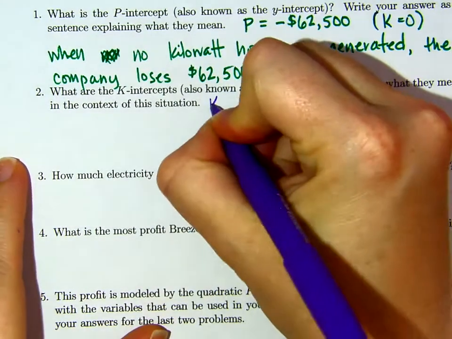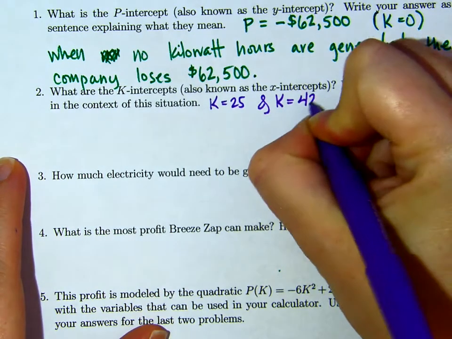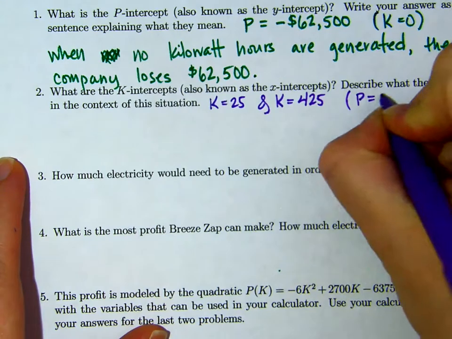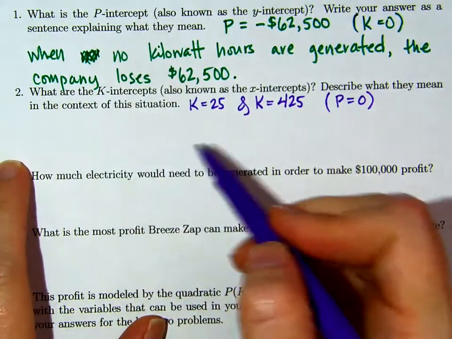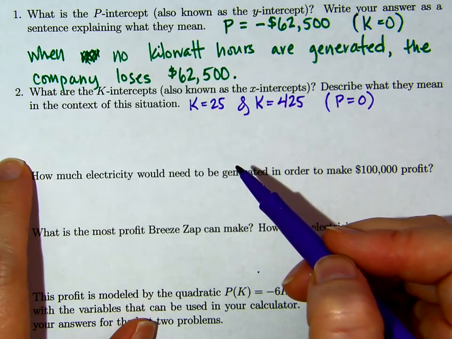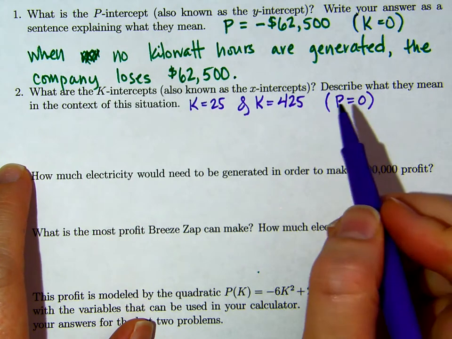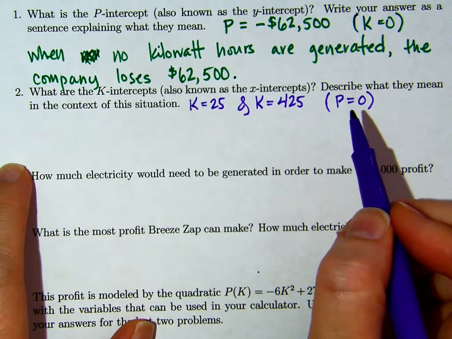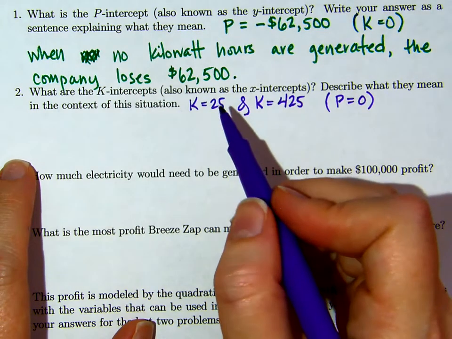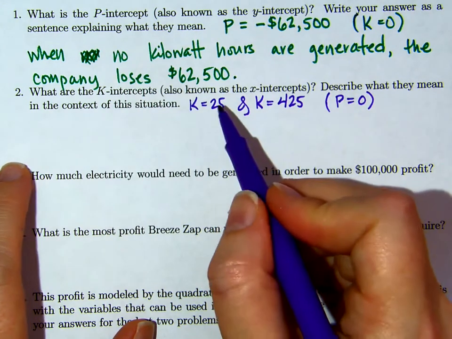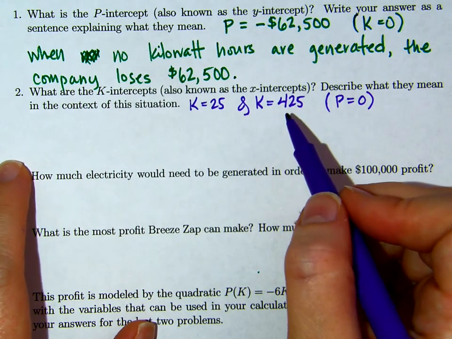Okay, so K equals 25 and K equals 425 and P was 0. Describe what they mean in the context of this situation. Right. So, in order to have no debts and no gains in terms of profit and money, the turbines have to generate 25 million kilowatt hours or 425 kilowatt hours.